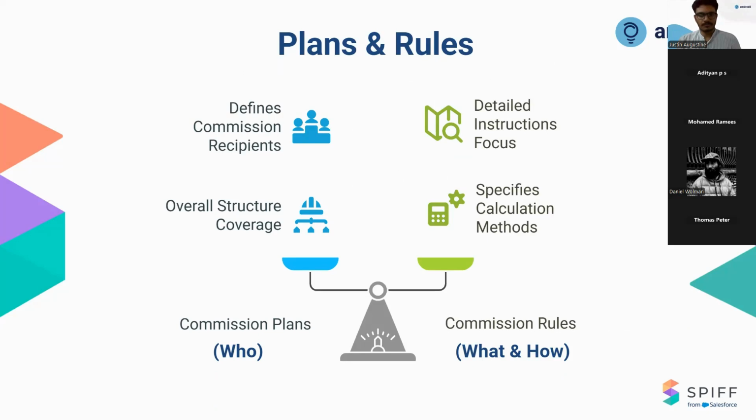A plan covers different teams, products, services, or regions within an organization. So that's the plan. Coming to the commission rule, on the other hand, a commission rule refers to a specific guideline or condition that dictates how a particular aspect of commission calculation should be handled.